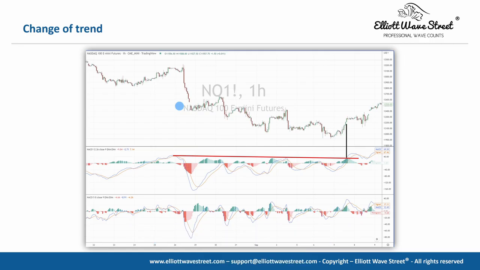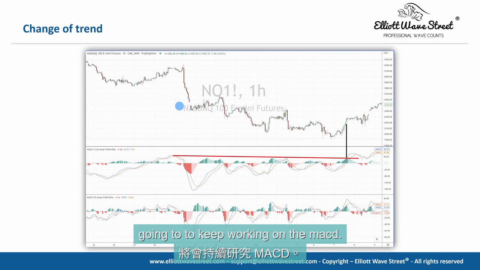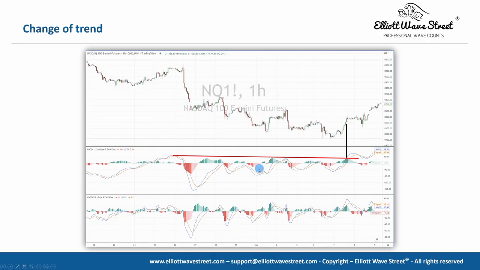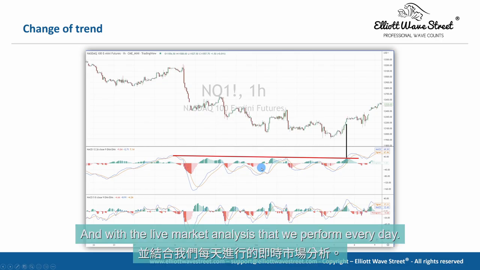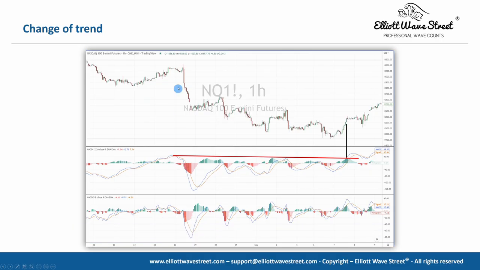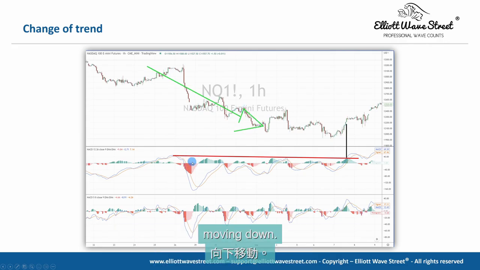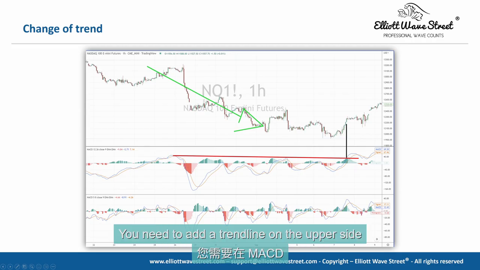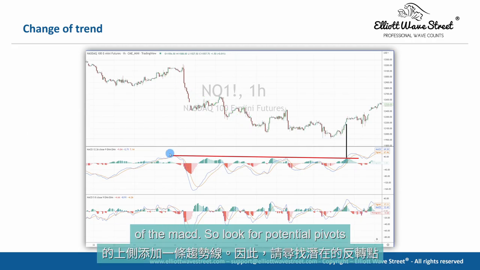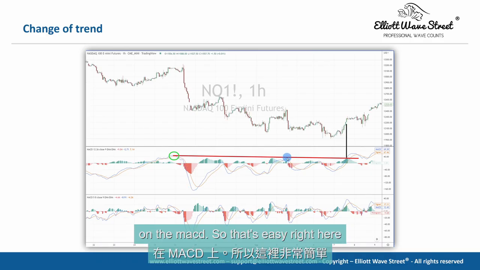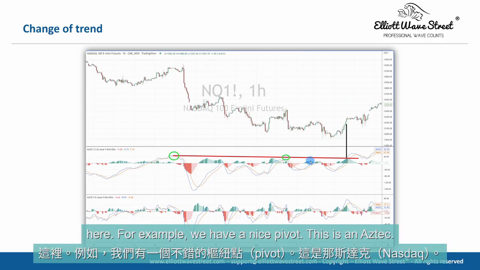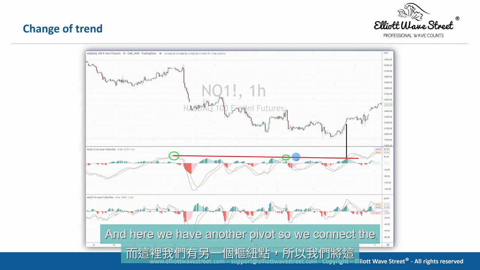And of course, in the membership, we are going to keep working on the MACD with the live market analysis that we perform every day. But there is another technique, and that is adding the trend line. So if the price is moving down, you need to add a trend line on the upper side of the MACD. So look for potential pivots on the MACD. That's easy, right? Here, for example, we have a nice pivot. This is the Nasdaq. And here we have another pivot. So we connect the 2 points to create the trend line on the MACD.